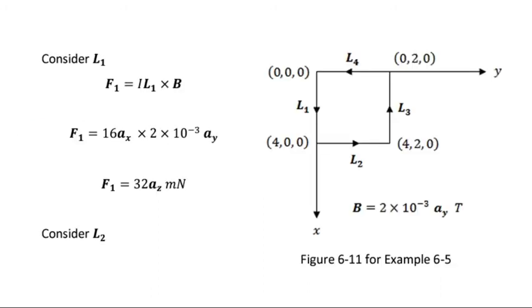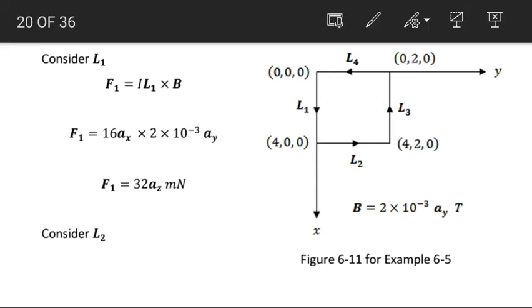So we have a current carrying loop which is shown in this diagram. You see the loop is located in the z is equal to 0 plane. We need to calculate the total force on the loop.